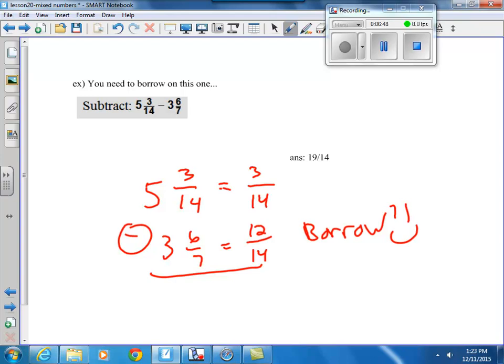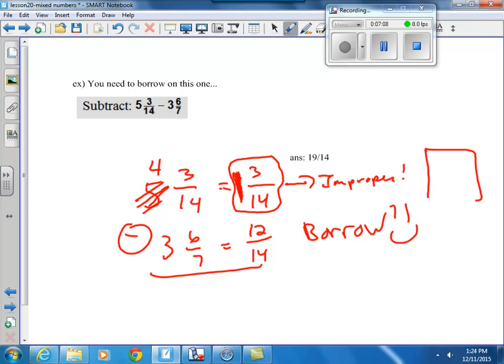But who do you borrow from? You borrow a whole unit from this guy. All right, so this guy turns into a 4. I'm borrowing 1 whole unit. And slide that 1 right beside there, that 1 that you borrowed. And take this now and write it as an improper fraction. Okay. Well then, 14 times 1 is 14 plus 3 is 17. So I'll have 17/14. And now it's okay.